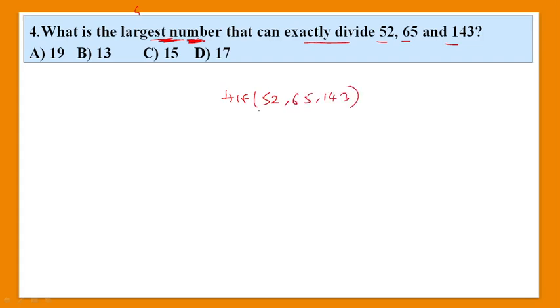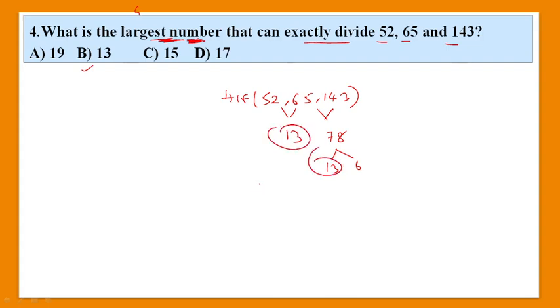So my answer will be directly 13 here. Why is the answer 13? What is the difference between 52 and 65? That is 13 only. And what is the difference between 65 and 143? The difference here is 78. This 78 can be written as 13 times 6. So what will be the greatest common factor among these? 13 will be the greatest number.